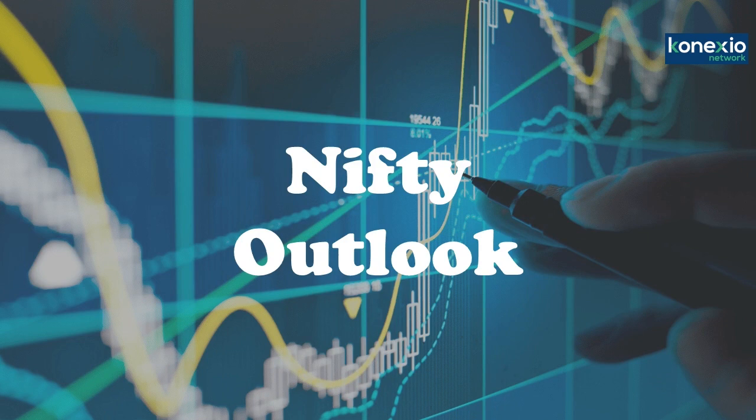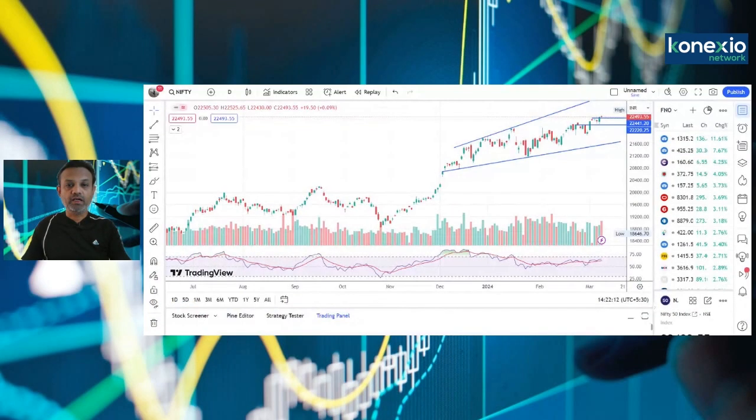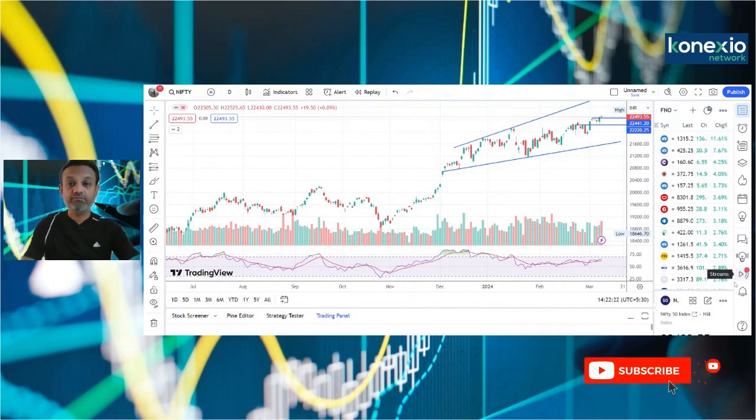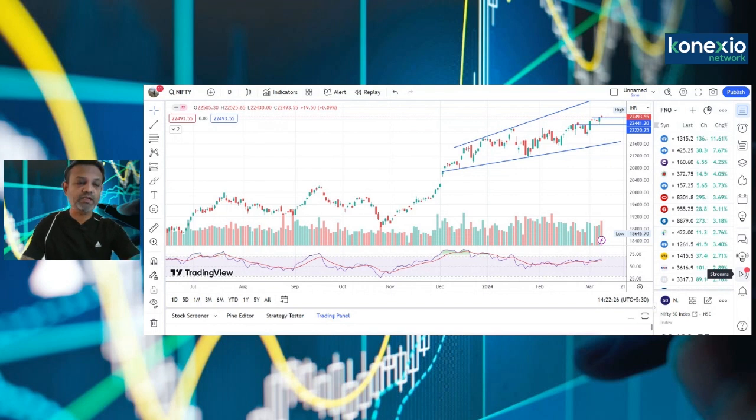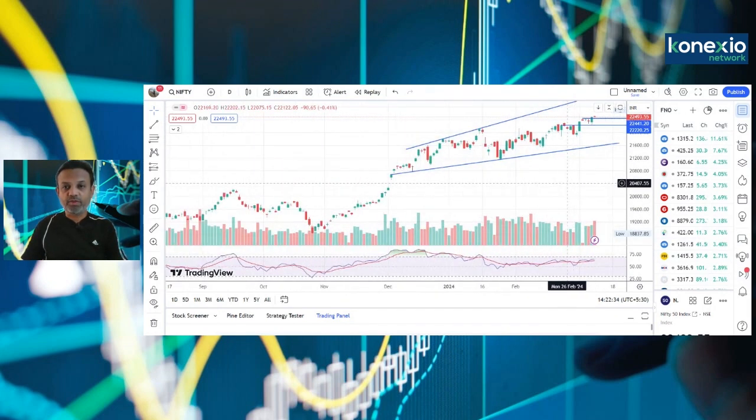We'll try to figure out what the chart setup is and what could be the trend for the next week. We have been discussing Nifty making an expanding triangle, which has been panning out since the last couple of months, and definitely the setup is becoming stronger and stronger day by day, week on week, and month on month. So definitely the charts seem to be positive.